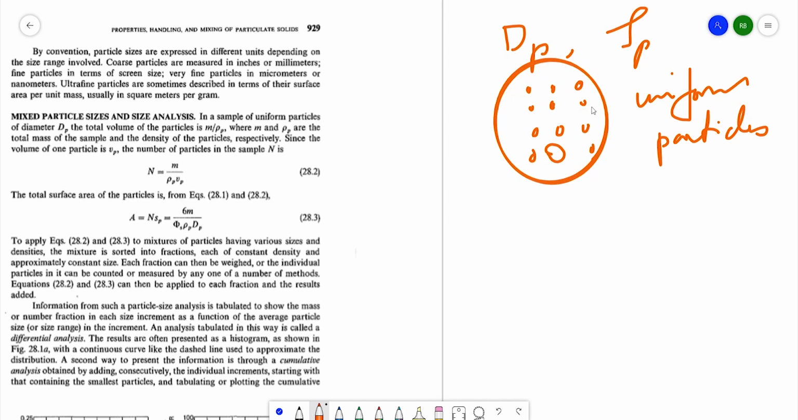the total mass of the sample is m. This is the total mass of all the particles. Since the diameter of each particle is the same, it means the volume of each particle is the same. So how to calculate the total surface area? So let's calculate the total surface area.